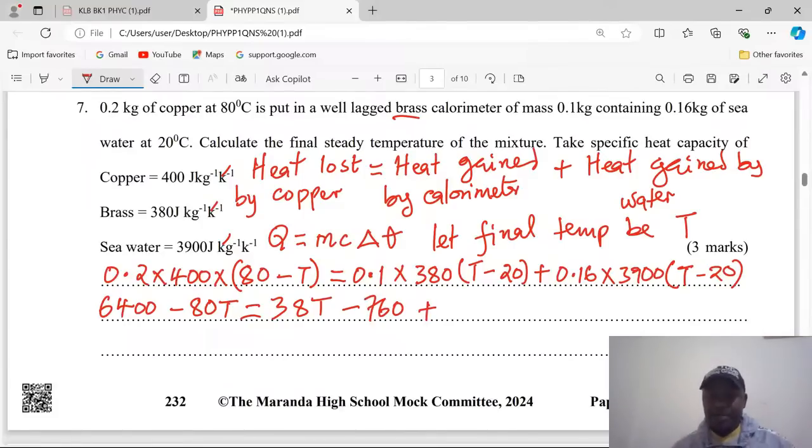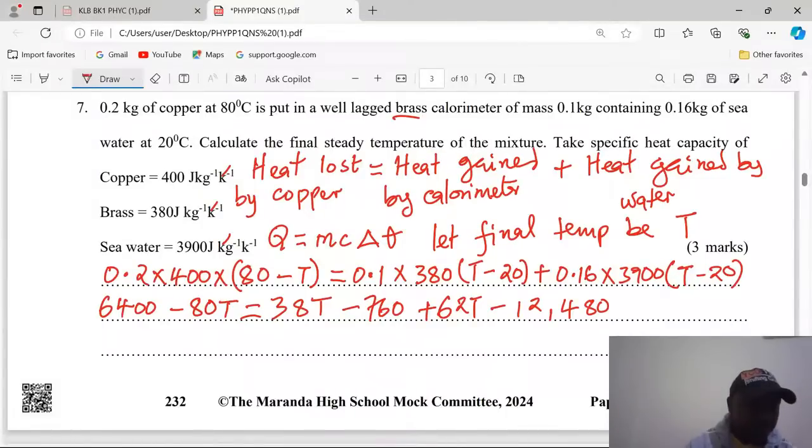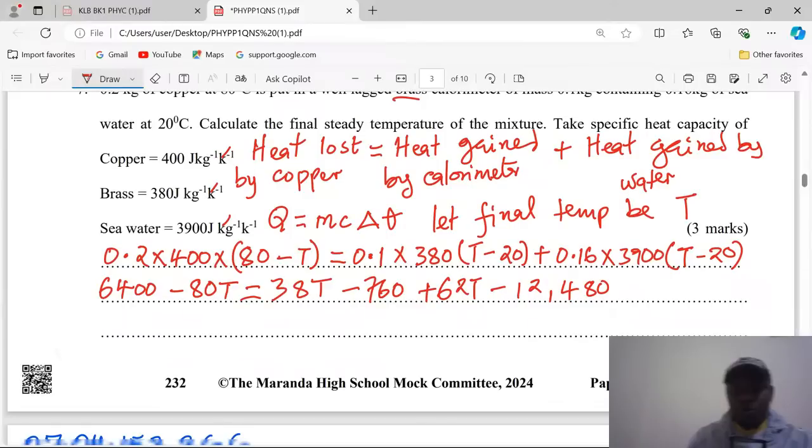When we take 0.16 times 3900 times T, that is going to give us 624T. Then we subtract 0.16 by 3900 times negative 20. That is going to give us exactly 12,480. So with this, we can now group like terms together.